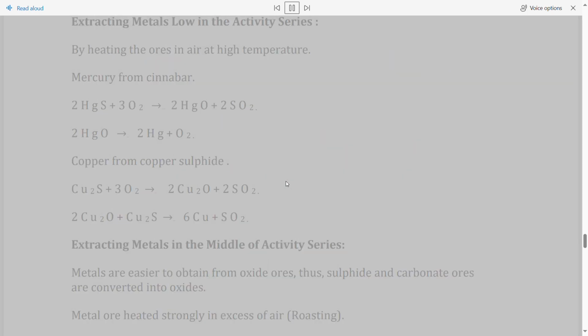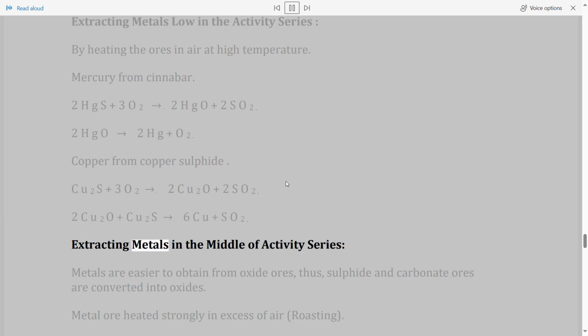Extracting metals low in the activity series by heating the ores in air at high temperature. Mercury from cinnabar. 2HgS + 3O2 gives 2HgO + 2SO2. 2HgO gives 2Hg + O2. Copper from copper sulfide. 2Cu2S + 3O2 gives 2Cu2O + 2SO2. 2Cu2O + Cu2S gives 6Cu + SO2.